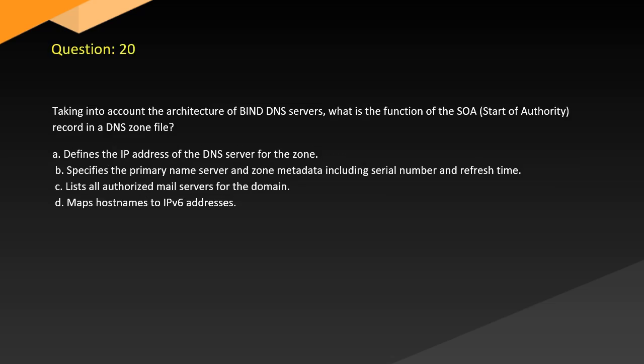Question 20. Taking into account the architecture of BIND DNS servers, what is the function of the SOA, start of authority, record in a zone file? A. It defines the IP address of the DNS server for the zone. B. Specifies the primary name server and zone metadata, including serial number and refresh time. C. Lists all authorized mail servers for the domain. D. Maps host names to IP addresses.